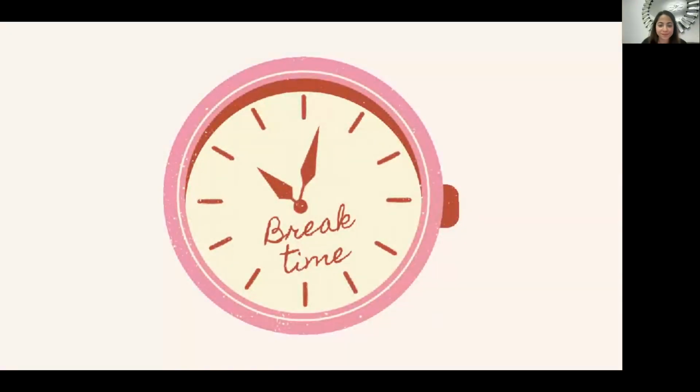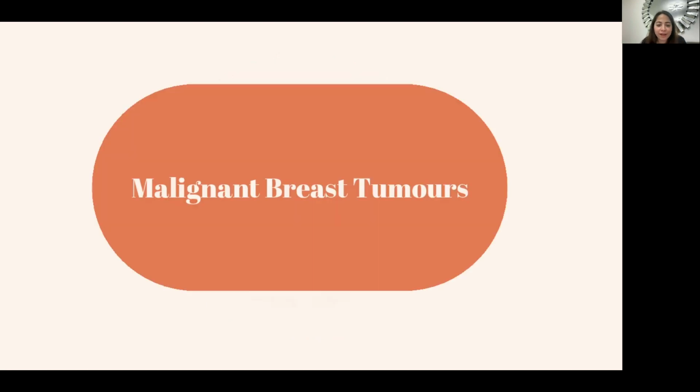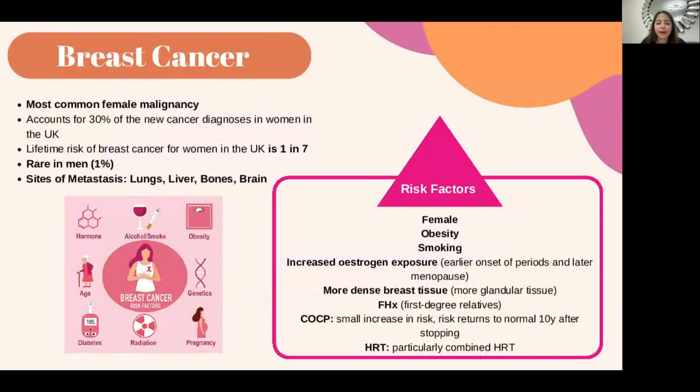Okay, cool. So we'll move on to the final part, which is just covering malignant breast tumours. Breast cancer is the most common female malignancy. It accounts for about 30% of new cancer diagnoses in women in the UK. It's quite rare in men. About 1% of men get breast cancer. So that's something to be aware of.